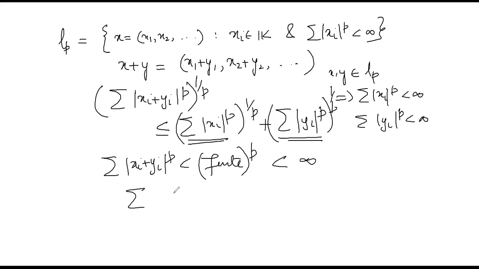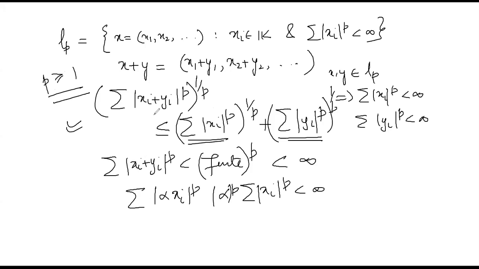If I took alpha, that is easier: alpha xi raised to power p, so the whole would be mod of alpha raised to power p, because this is a constant and has nothing to do with the sum. And of course this would be finite because the sum is finite. Now what I'm trying to say is, it's a vector space, a linear space, for all p greater than or equal to 1. Why? Because this Minkowski inequality is valid for p greater than or equal to 1.